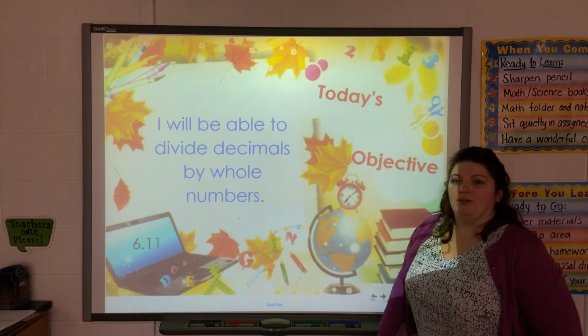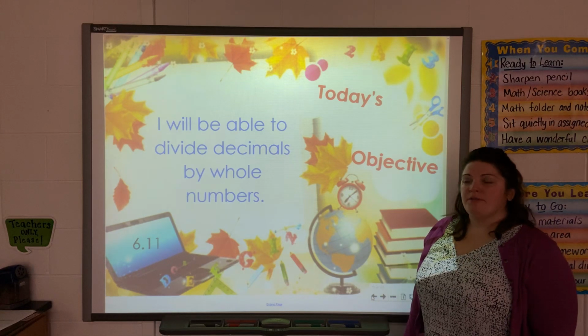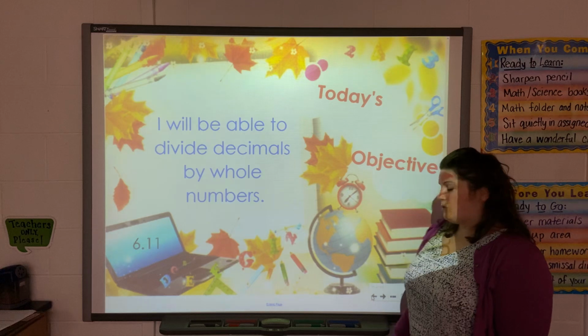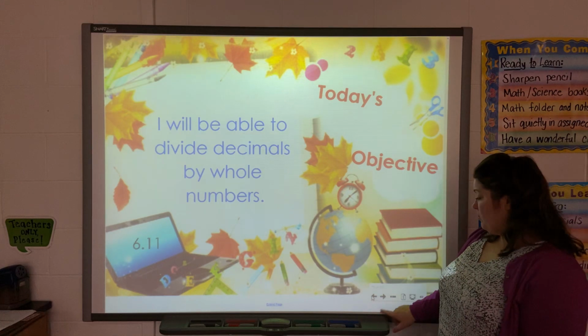Everyone, today we're working on lesson 6.11 in My Math. Our objective is: I will be able to divide decimals by whole numbers. Have out your notebook and your math book.